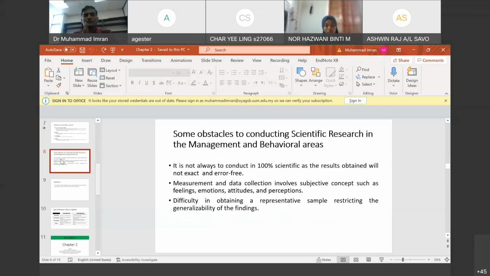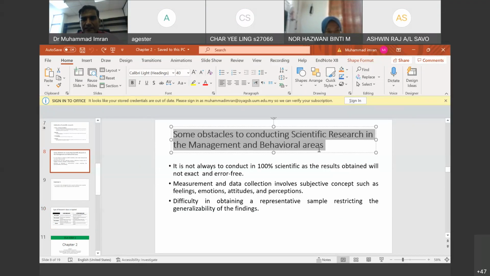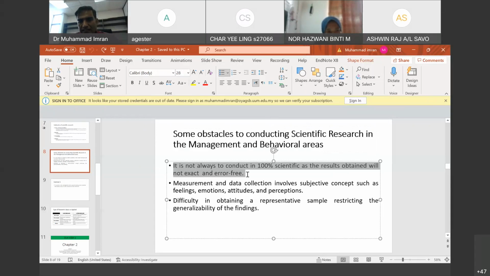Okay, one more thing. We are going to conduct an activity. Be ready. Before the activity, we have to understand this slide. Some obstacles in conducting scientific research in management and behavioral areas, meaning our business area. It is not always possible to conduct it 100% scientifically, so the results obtained will not be exact or error-free. Measurement and data collection involve subjective concepts such as feeling, emotions, attitude, and perception. And another thing, difficulty in obtaining a representative sample, restricting the generalizability of the findings.